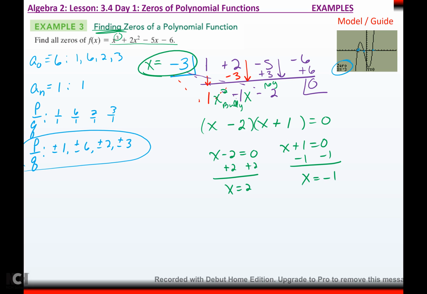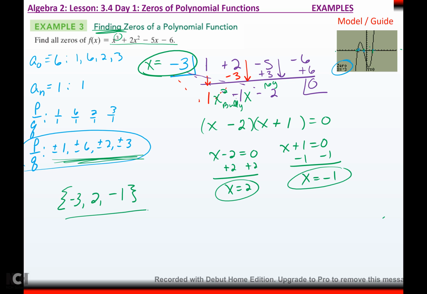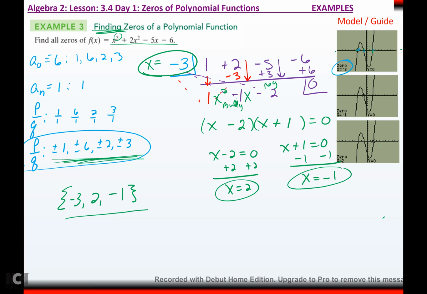There has to be 3 solutions. They're not necessarily all rational. In this case, they were. My 3 solutions are negative 3, 2, and negative 1, which you can see on the graph. And these were all in the list. So all of its zeros happen to be rational. Doesn't mean that they always will be, obviously. And obviously it didn't cross at positive 1 and negative 1 and positive 6 and negative 6, and you see what I mean? This is just a list of possibilities. Okay? All right. And again, I can see on the graph that the other two really are there.